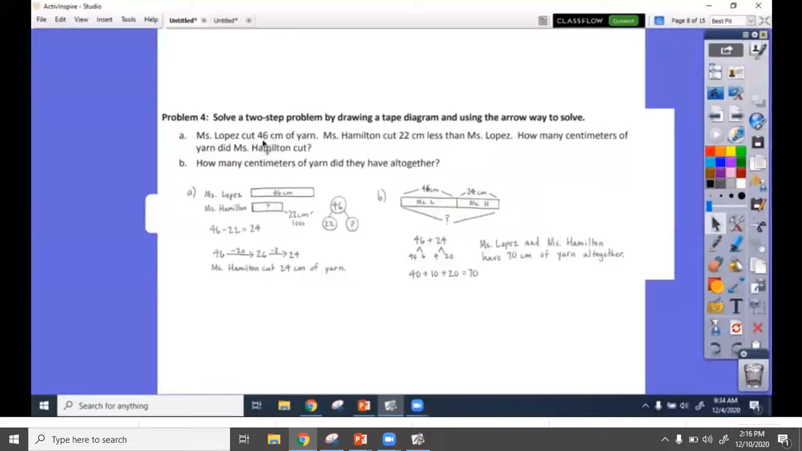So we got to see that Ms. Lopez had 46, Ms. Hamilton cut 22 less. So we need 46 minus 22. They chose to use the arrow method. You could draw it out with tens and ones and take it away. You come up with an answer of 24.